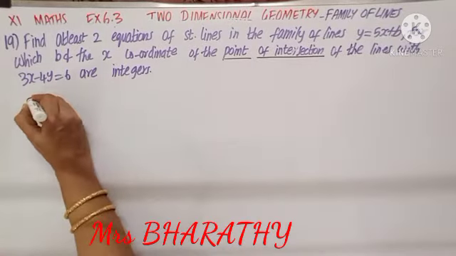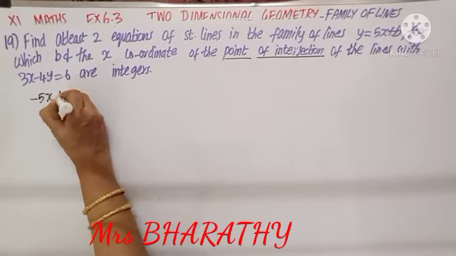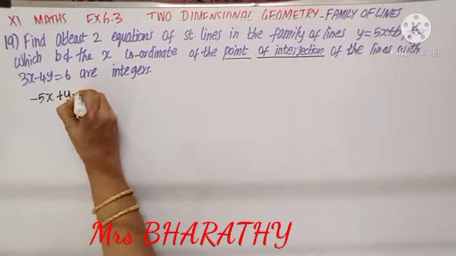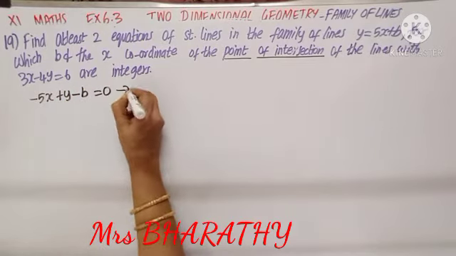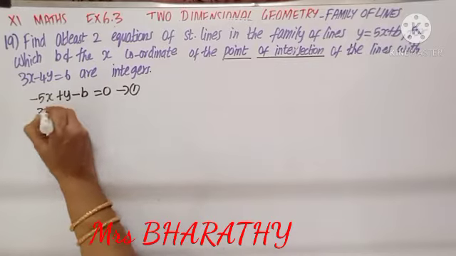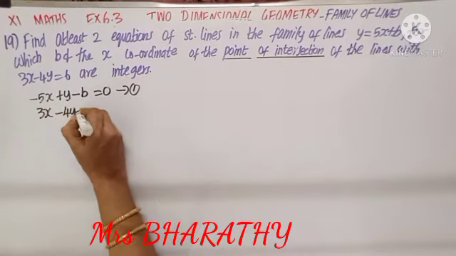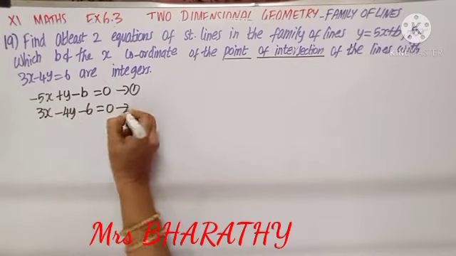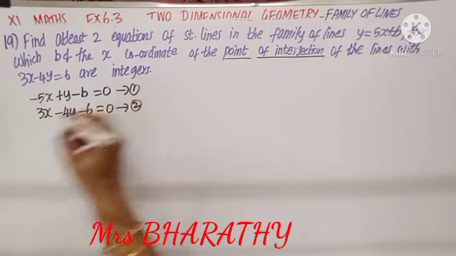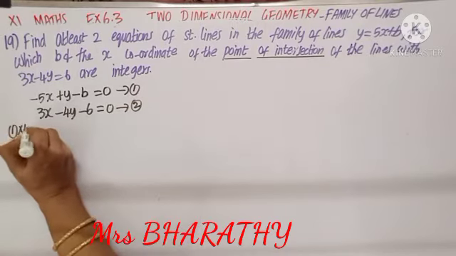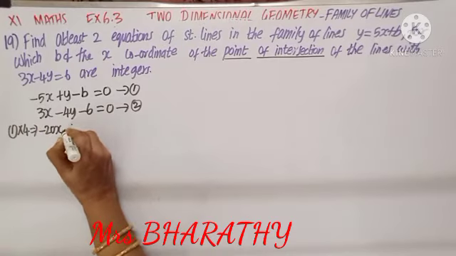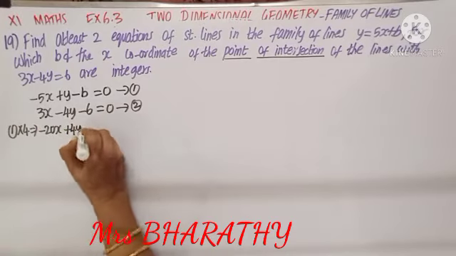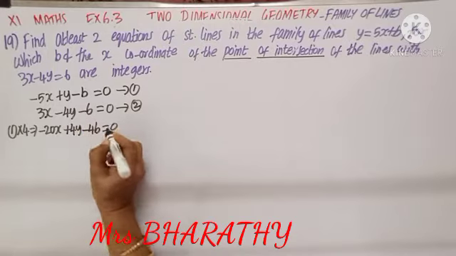The first equation is minus 5x plus y minus b equals 0. The second equation is 3x minus 4y minus 6 equal to 0. Multiply the first equation by 4. I get minus 20x plus 4y minus 4b equals 0.